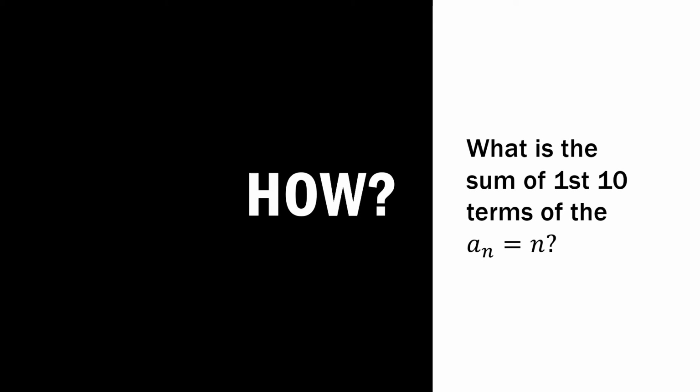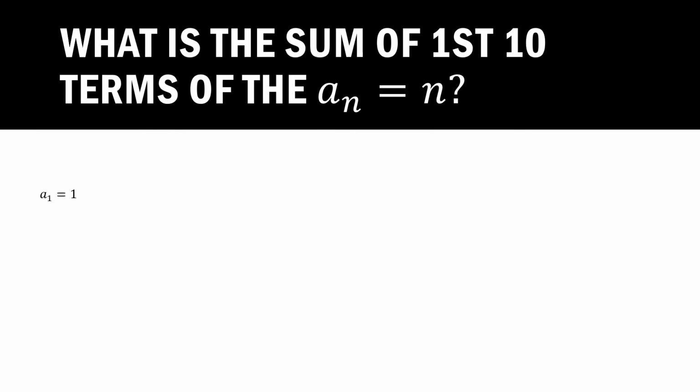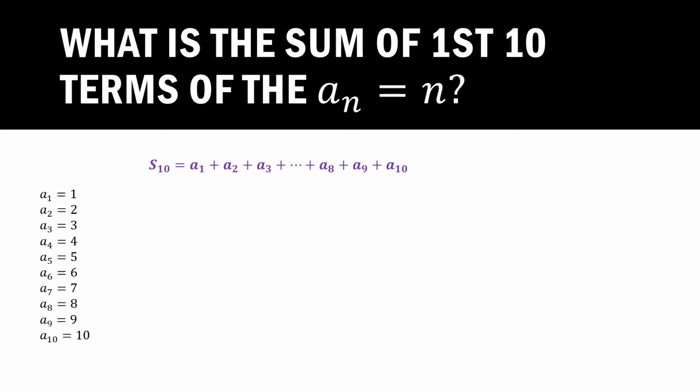What is the sum of the first 10 terms of the sequence a sub n is equal to n? Let's have the terms. We have first term 1, second 2, third is 3, 4, 5, 6, 7, 8, 9, and 10. Technically, these are the natural numbers, or the counting numbers. So when we get the sum of the first 10 natural numbers, we have the first term to the 10th term.